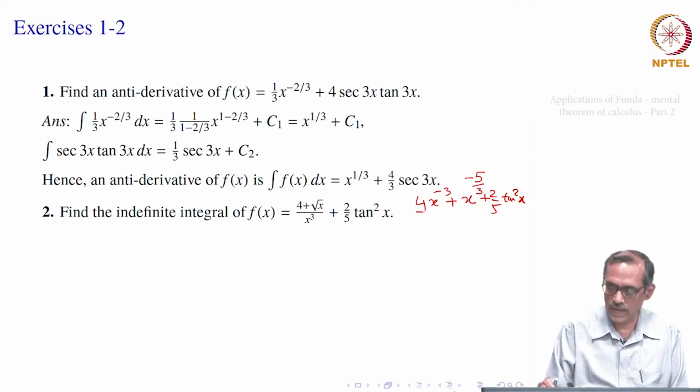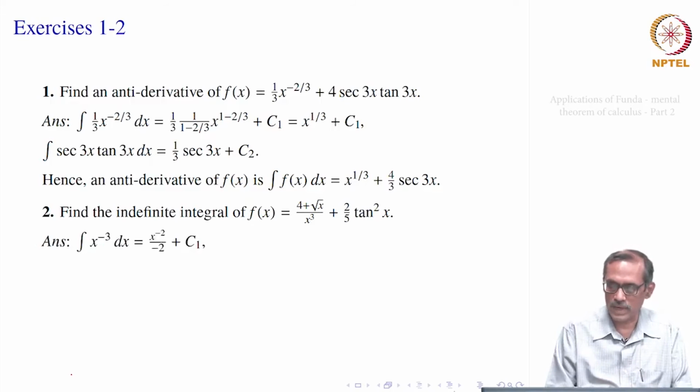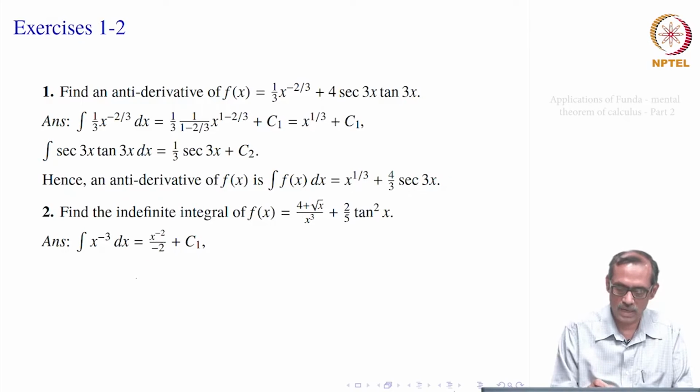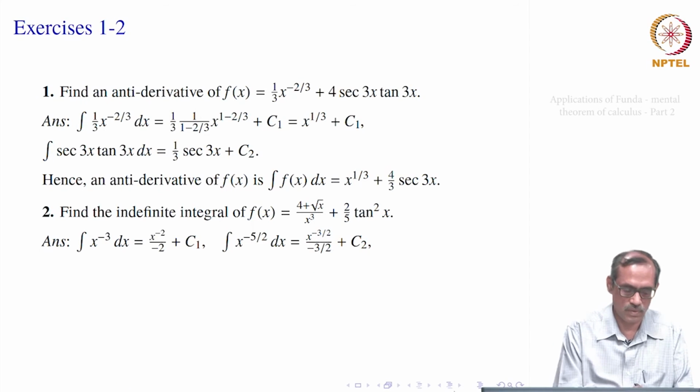So, we have to find the indefinite integral of this, this, and this, and then add them up. So, we go for x to the power minus 3 first, which is 4 times that. So, the integral of x to the power m is x to the power m plus 1 divided by m plus 1, for m not equal to minus 1. So, that is x to the power minus 2 by minus 2 plus C1. Similarly, minus 5 by 2 gives x to the power minus 5 by 2 plus 1, which is minus 3 by 2, divided by minus 3 by 2, plus C2.